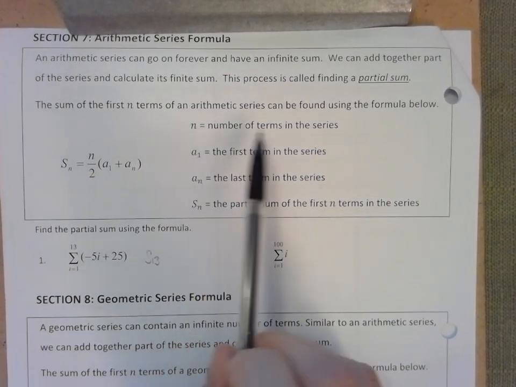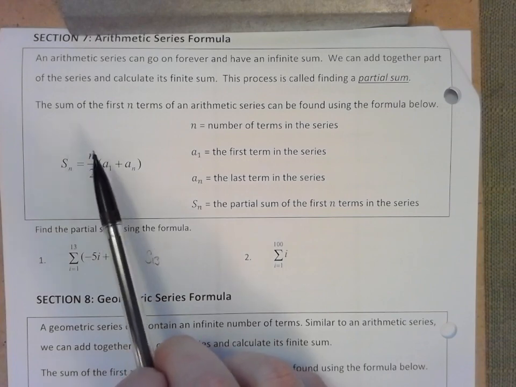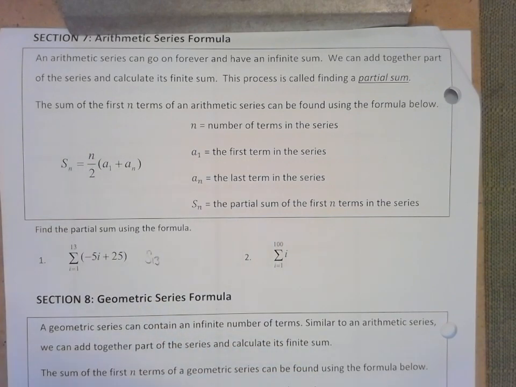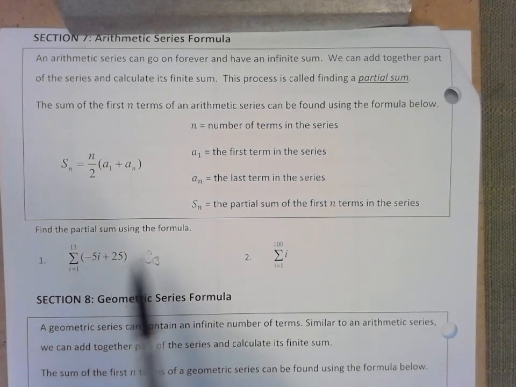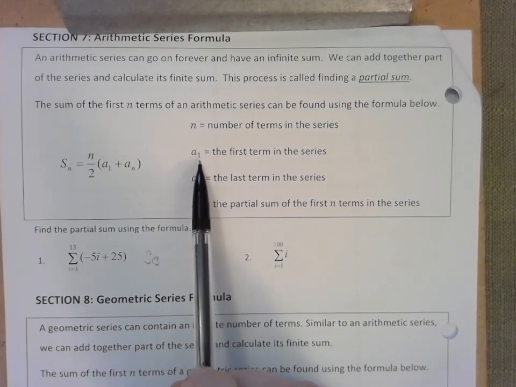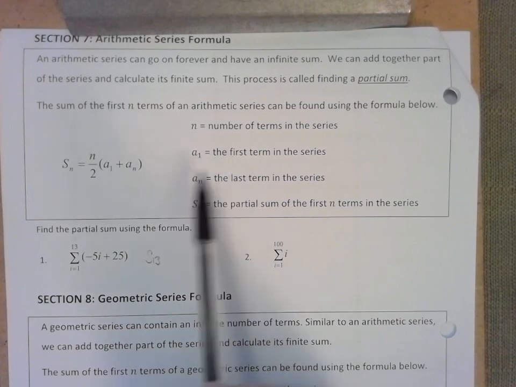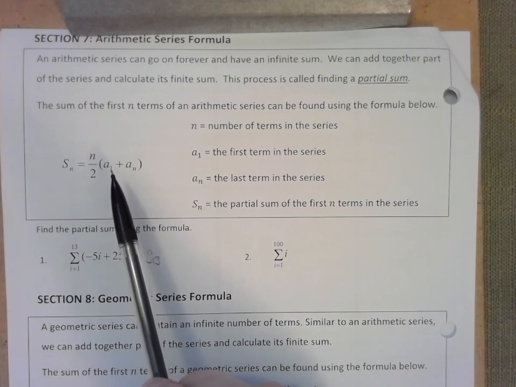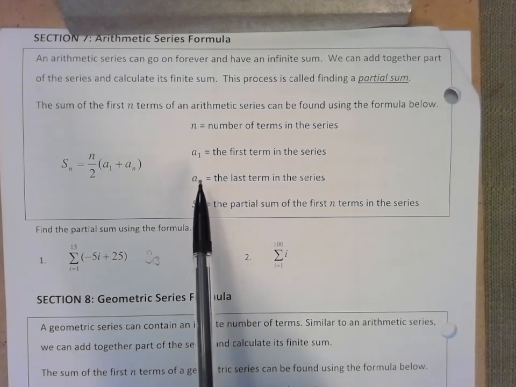Since n is the number of terms in the series, we use that value in calculating the partial sum. We would use that here and divide it by 2. Why divide by 2? I guess that's because it just works. A sub 1 is the value of our first term. It's not the first term in the sequence, it's the first term in the series that we're adding together, and don't get that confused. So we put in the very first term in the series and the last term in the series. That's what A sub n represents.